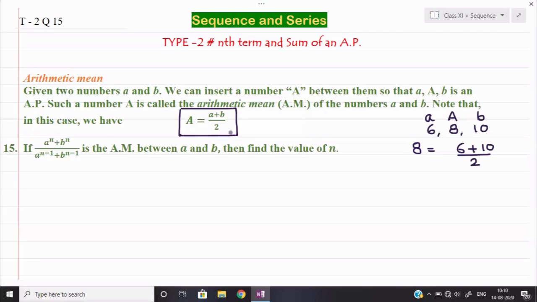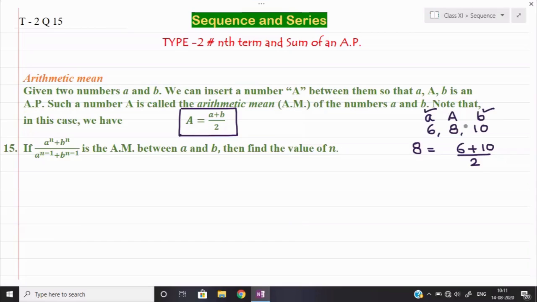What they are saying: if (a to the power n plus b to the power n) upon (a to the power n minus 1 plus b to the power n minus 1) is the arithmetic mean between a and b, means the arithmetic mean between small a and small b, they are coming the same as they are coming here, a and b. Only the value of capital A is given in a very bulky manner. Capital A, you see we have given here a to the power n plus b to the power n upon the denominator value given to us.